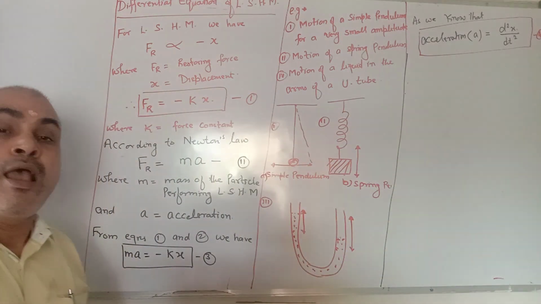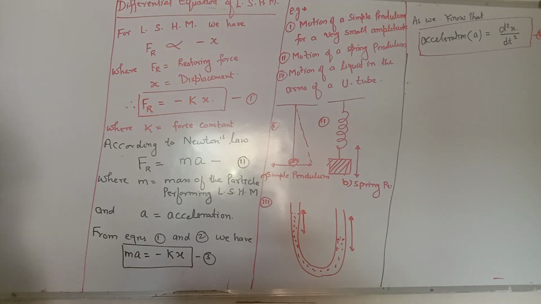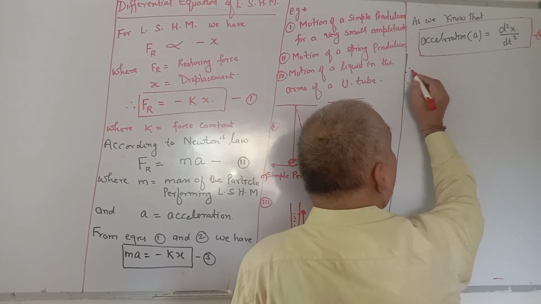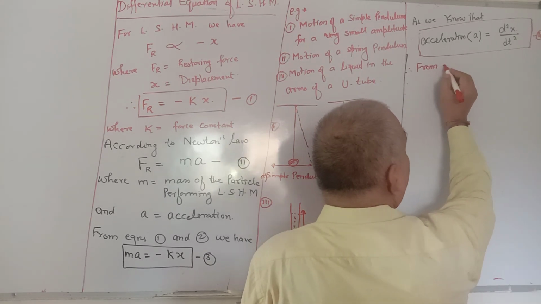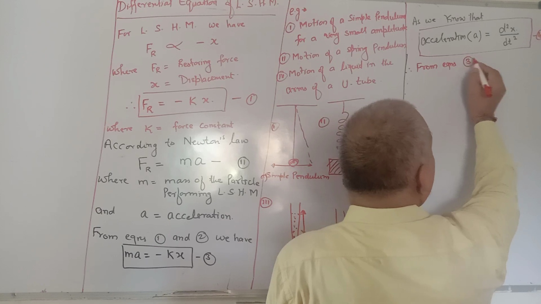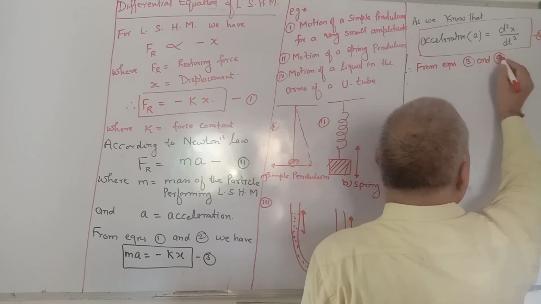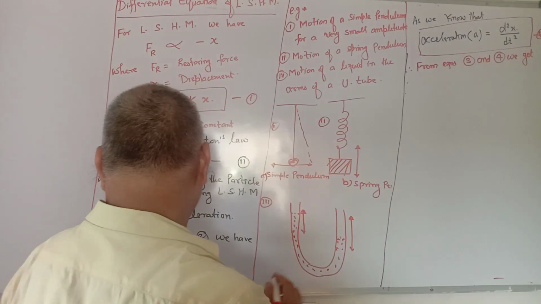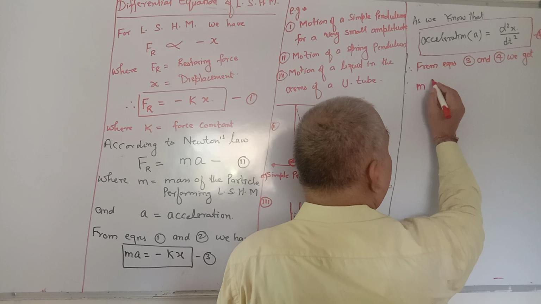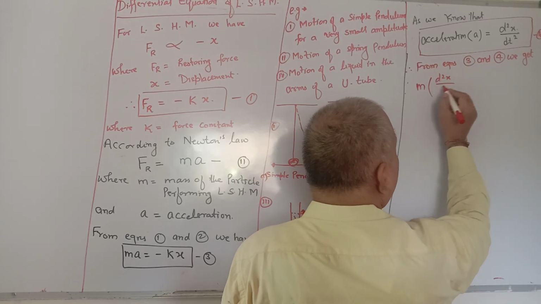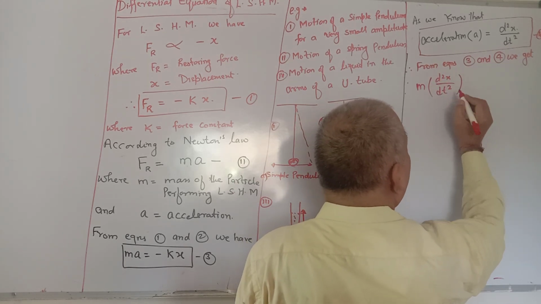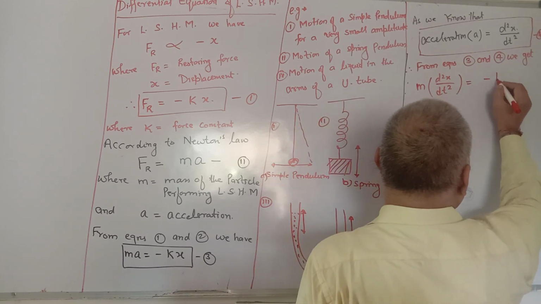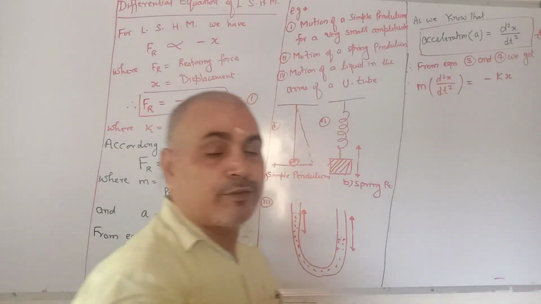This you have done or you will do in your mathematics. Acceleration is the second order derivative of the displacement. Therefore, from equations 3 and 4 we get, m into d2x upon dt square is equal to minus k into x.